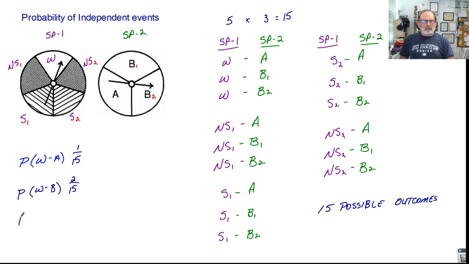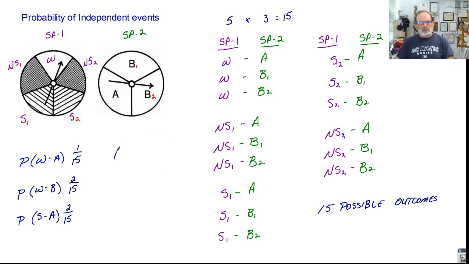All right, so what's the probability that striped could happen with A? Now we have striped twice, so we have 2 sections. So striped 1 happens with A once, and striped 2 happens with A once. So there are 2 places where you have a striped and an A out of those 15.